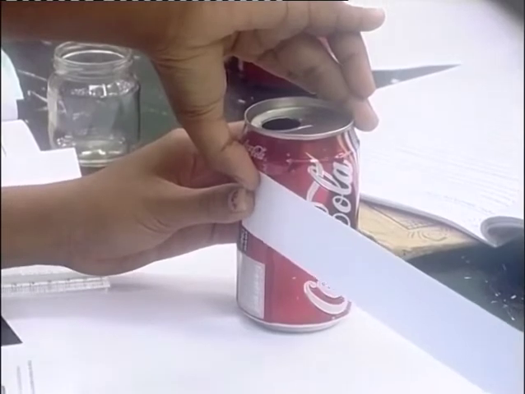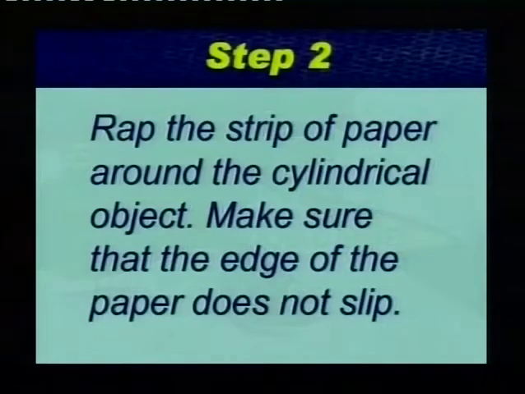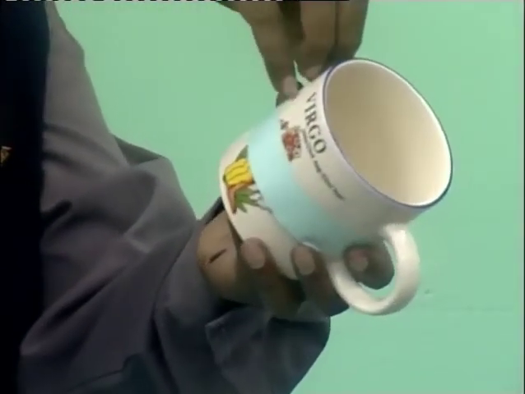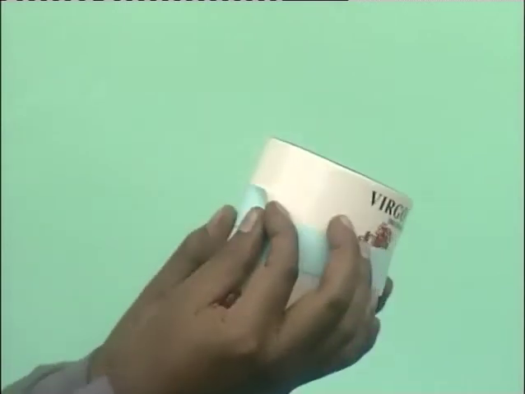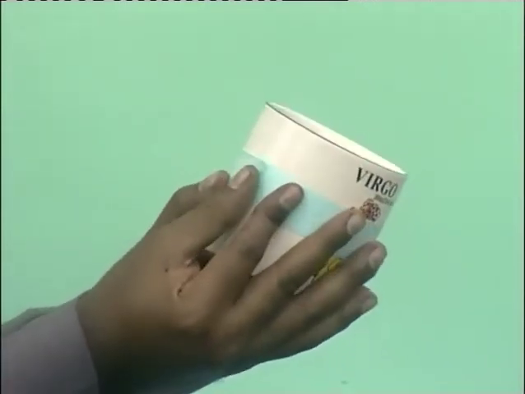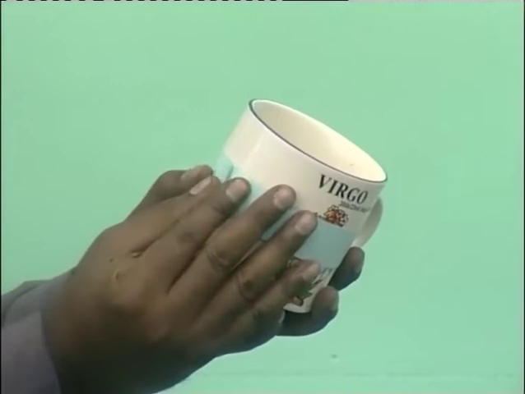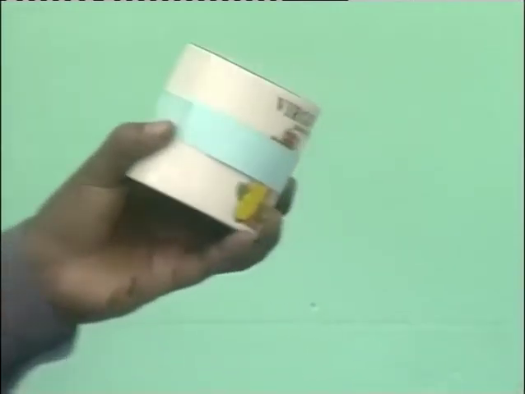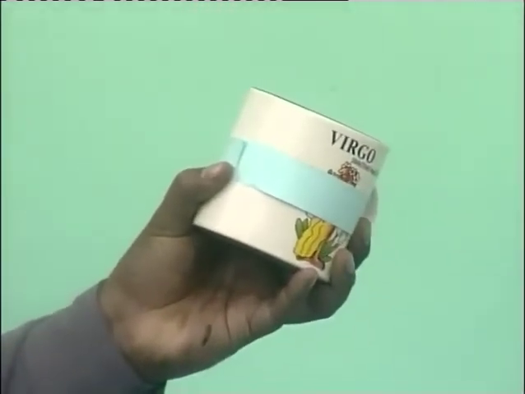The second step says wrap the strip of paper around the cylindrical object. Make sure the edges of the paper do not slip. So you use the strip of paper, you wrap around the cylindrical object like this. And then you bring it back to where it meets. So you will see the meeting point there. Okay? Now, have you all got that? Okay.